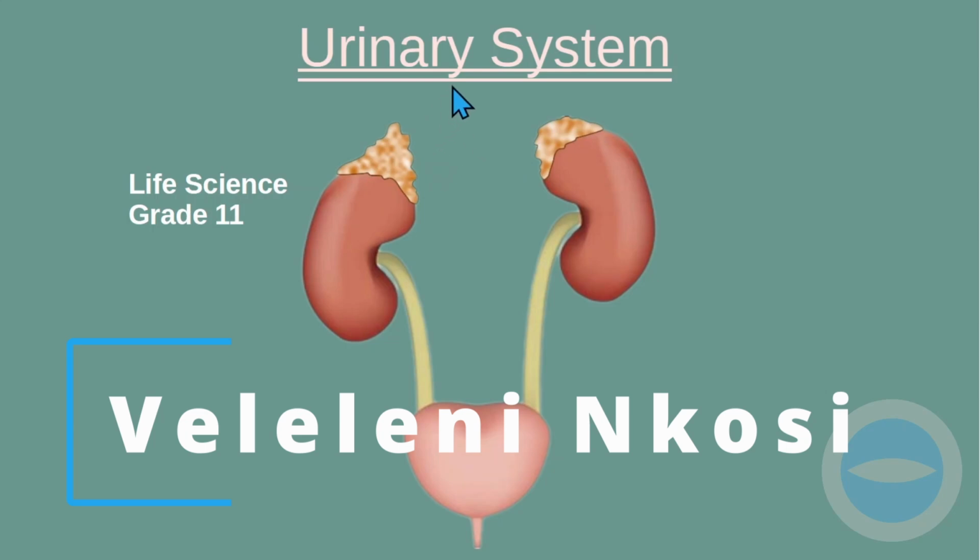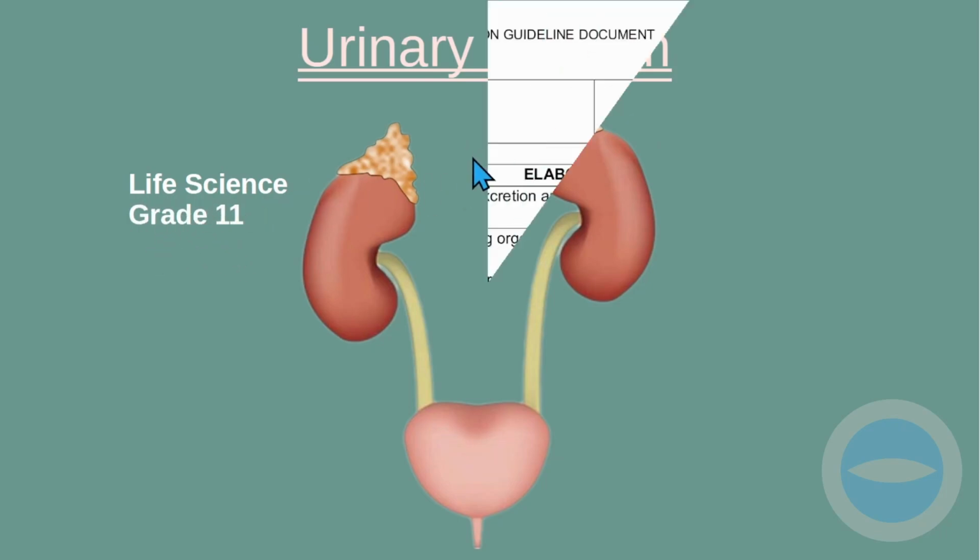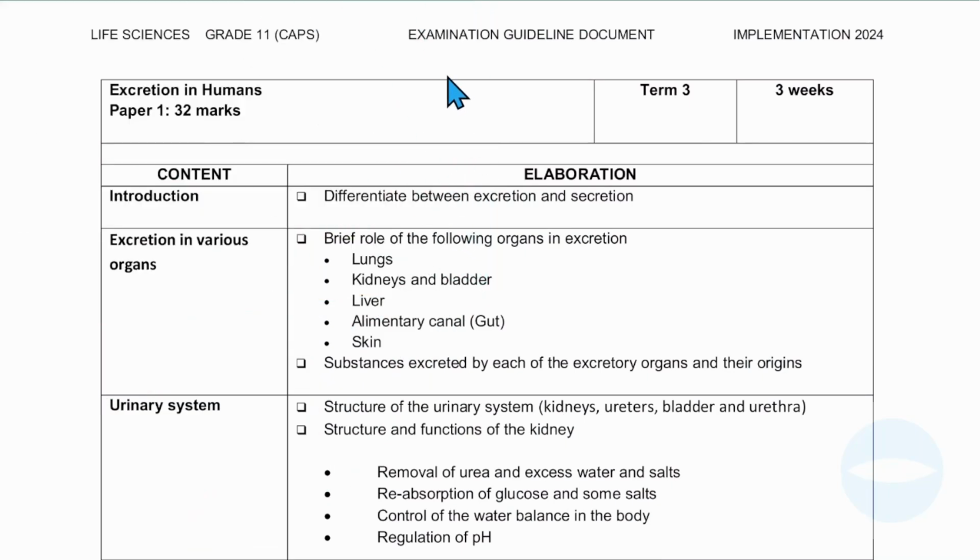In today's video, we are looking at the urinary system. The urinary system is a chapter in grade 11's life sciences. Like always, in all our videos, we start with the examination guideline. This is the guideline for Life Sciences grade 11 implementation 2024. We are on excretion in humans. This is the chapter that is in grade 11.